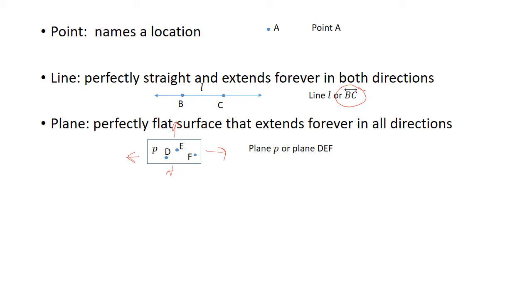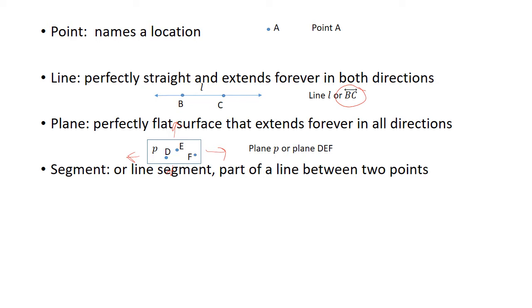This would be plane P, or you can identify it by points that are in the plane, such as plane DEF. There's not a little symbol like the line symbol or ray symbol when we get to that. To designate that it is a plane, you would just say that it's a plane.